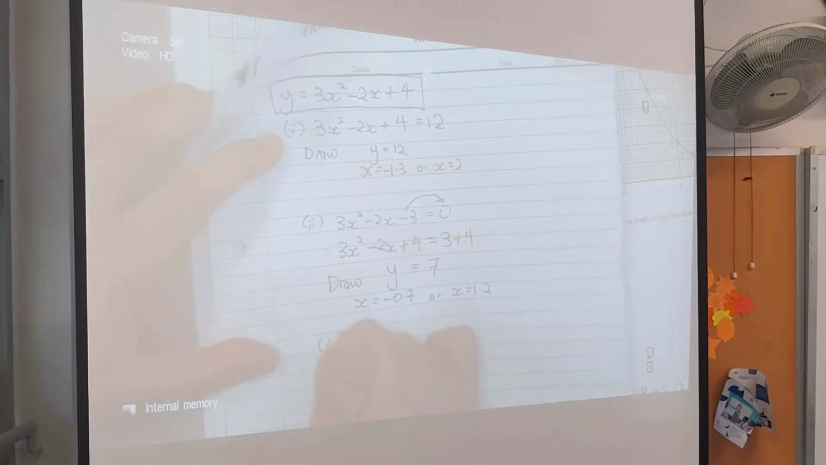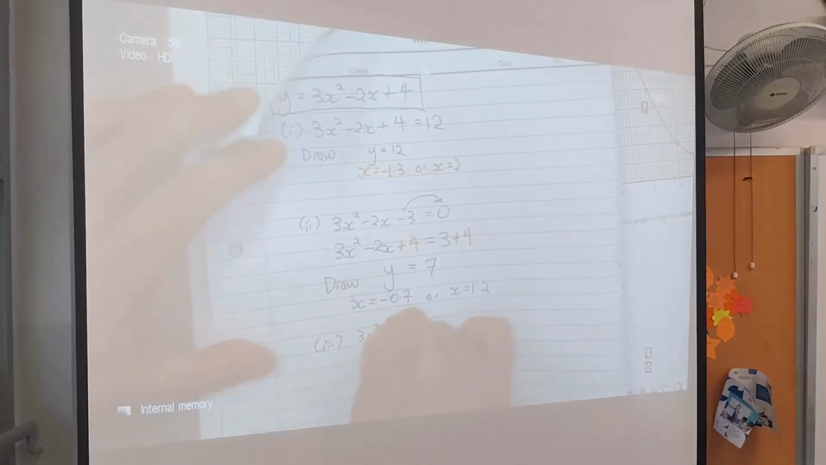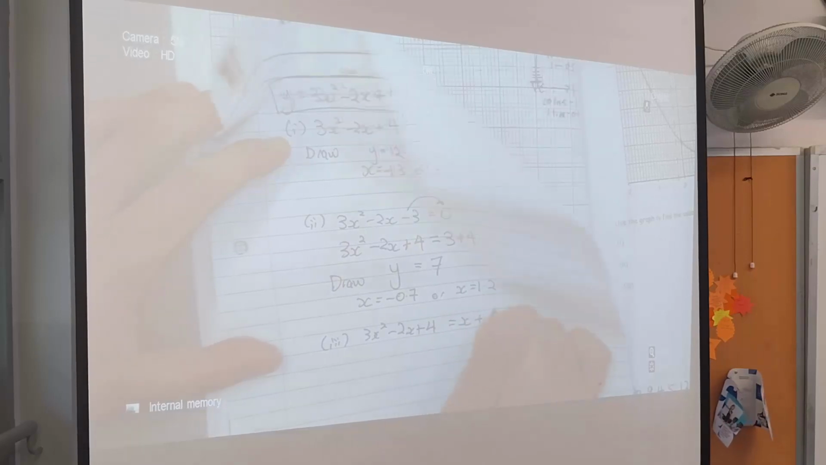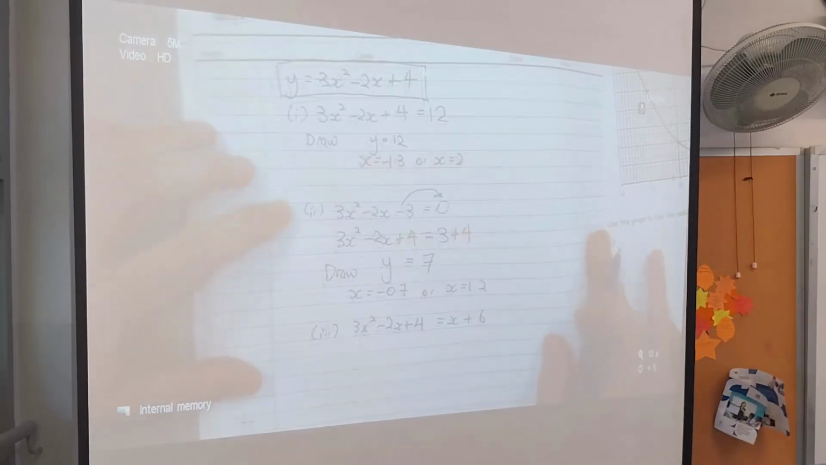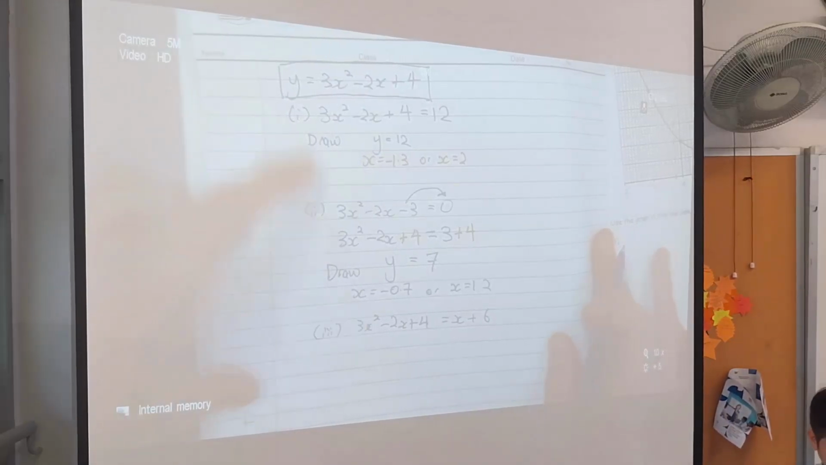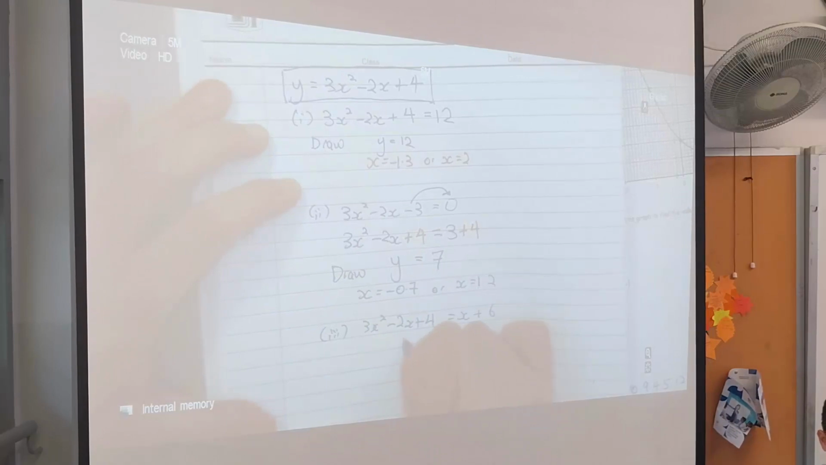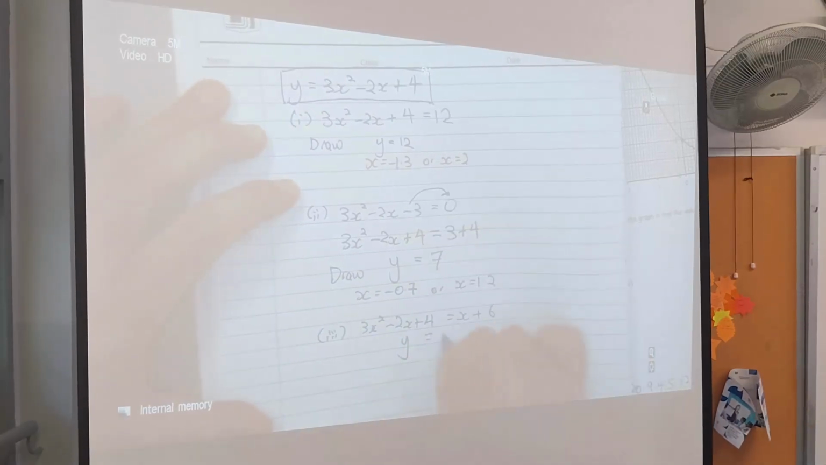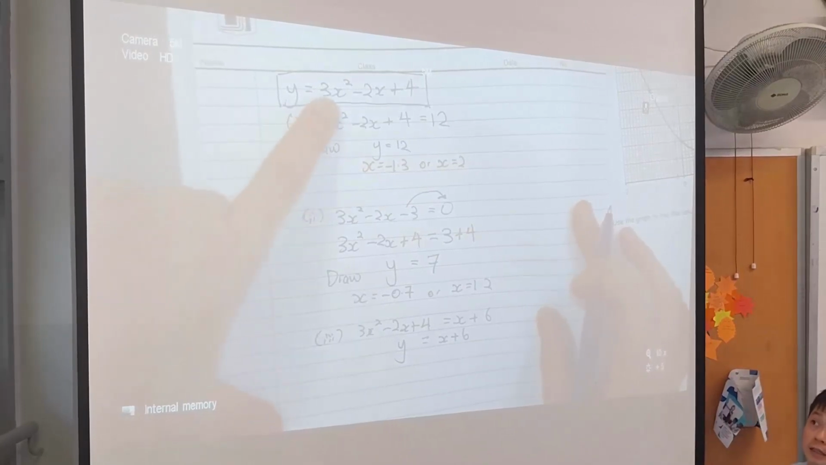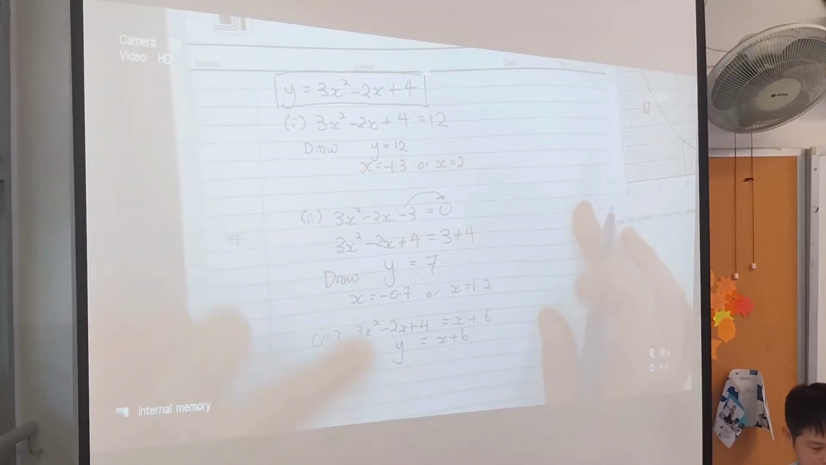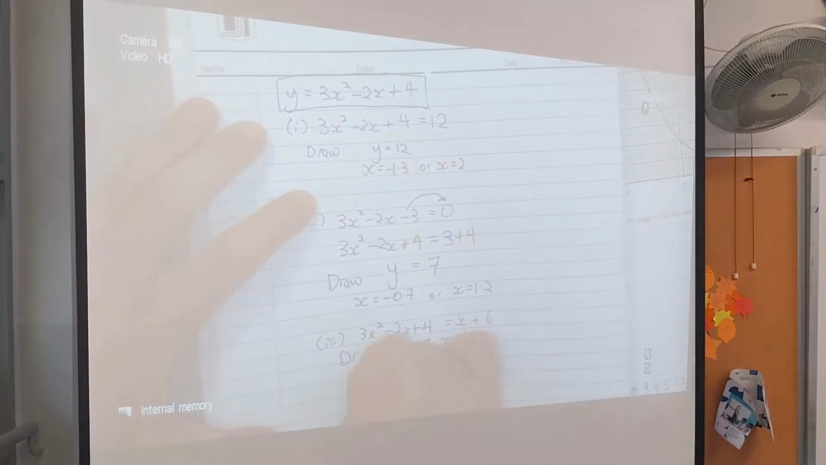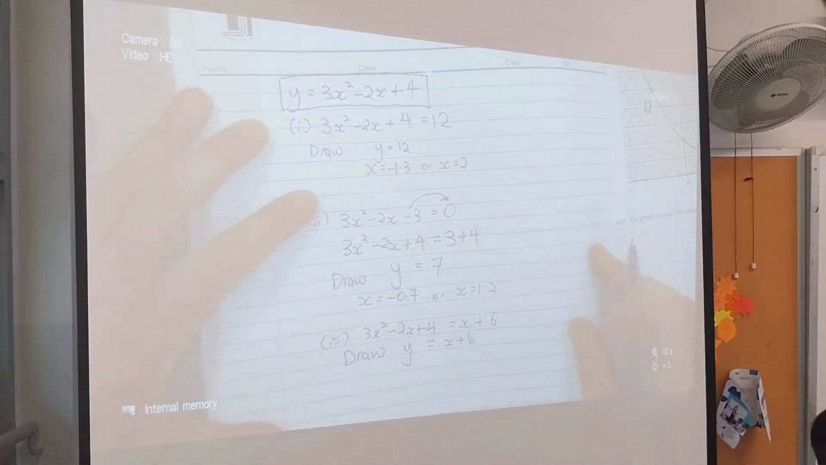For part 3, we are asked to solve 3x squared minus 2x plus 4 equals x plus 6. Now you realize that this side is already your y, right? So no need to shift anything over. Just leave it as y equals x plus 6. Again, this is your y. You look here at the box, this is called y. So y equals x plus 6. What must you do? You must draw y equals x plus 6.